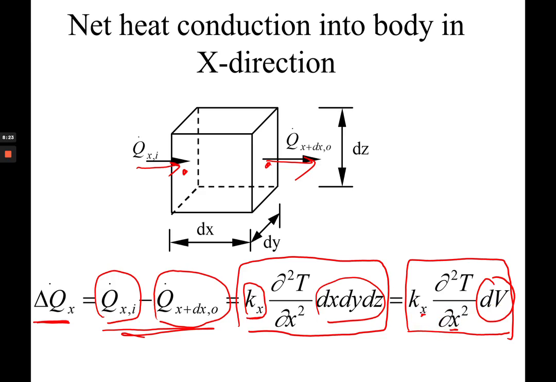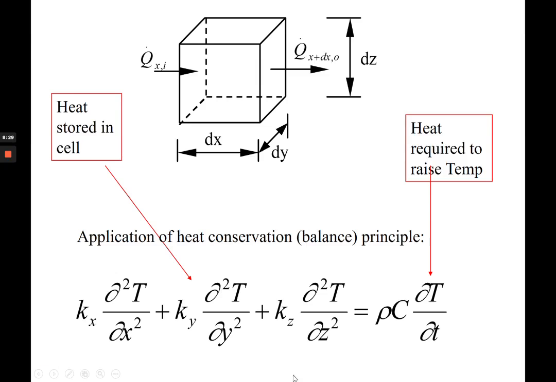In the z direction, we change x to z. So in total, we have the amount of heat going into the body in the three directions, x, y, and z. And of course, in the previous equation, we have multiplied by the volume of this block. The volume is simply dx, dy, dz multiplied. So that's the amount of heat going into this body.